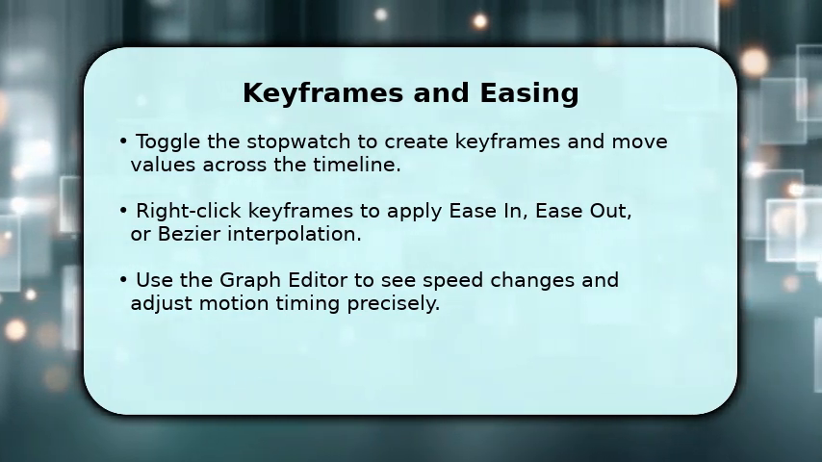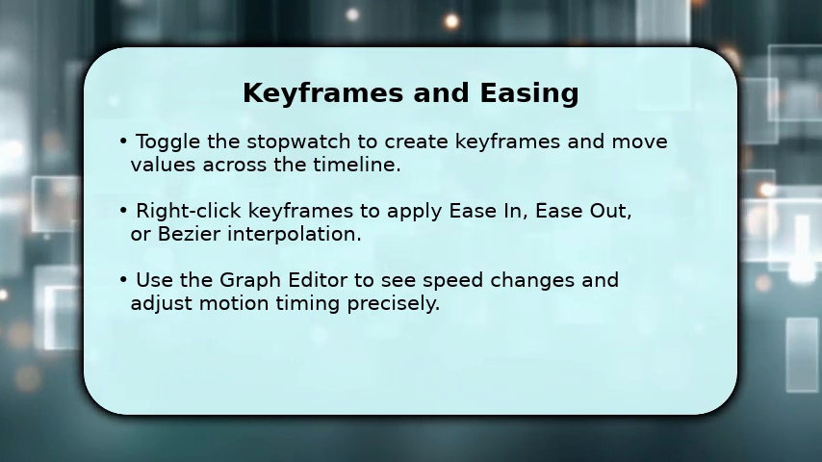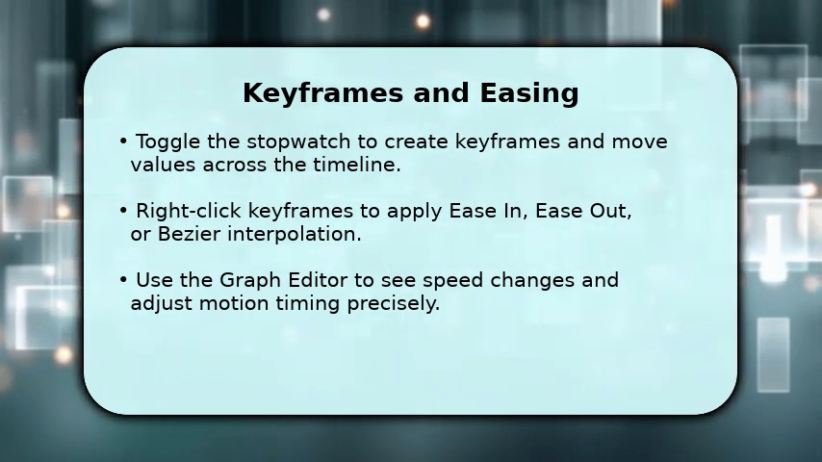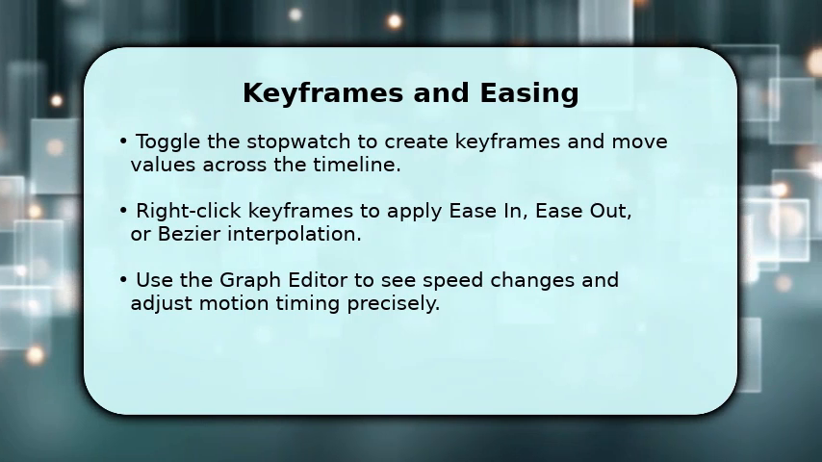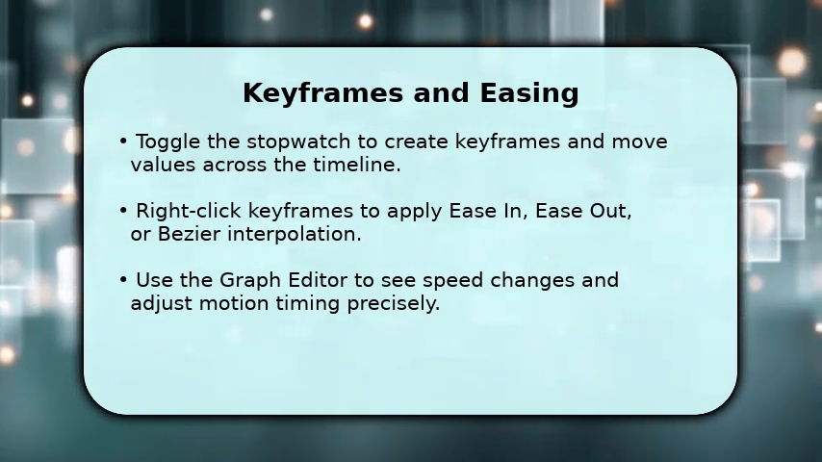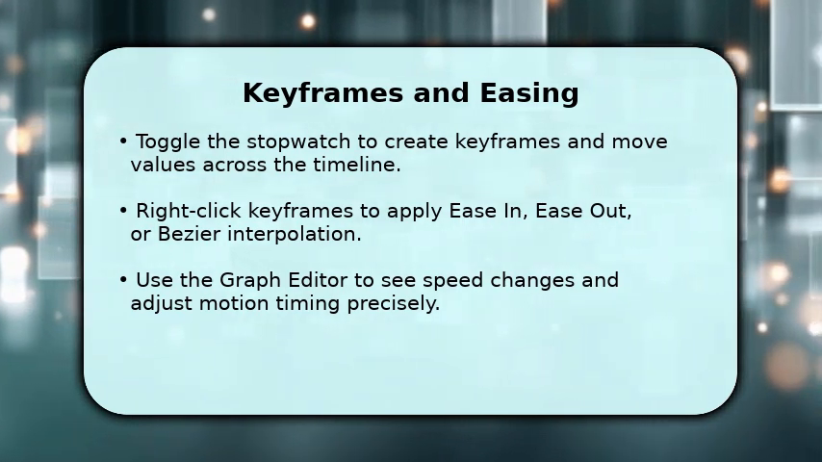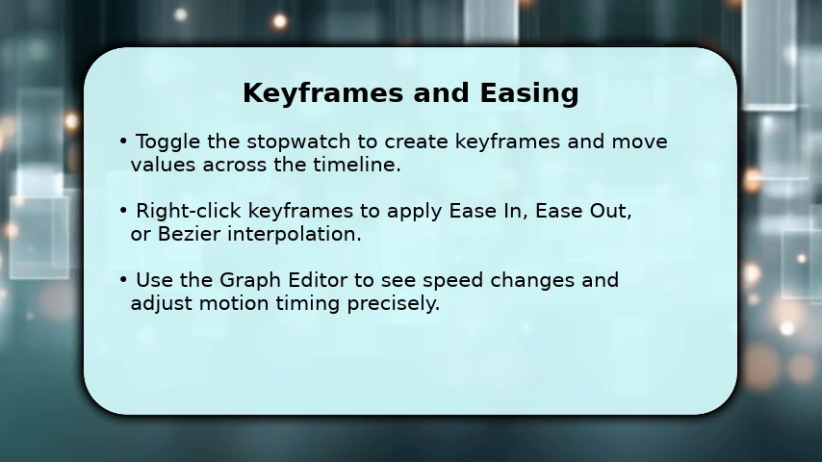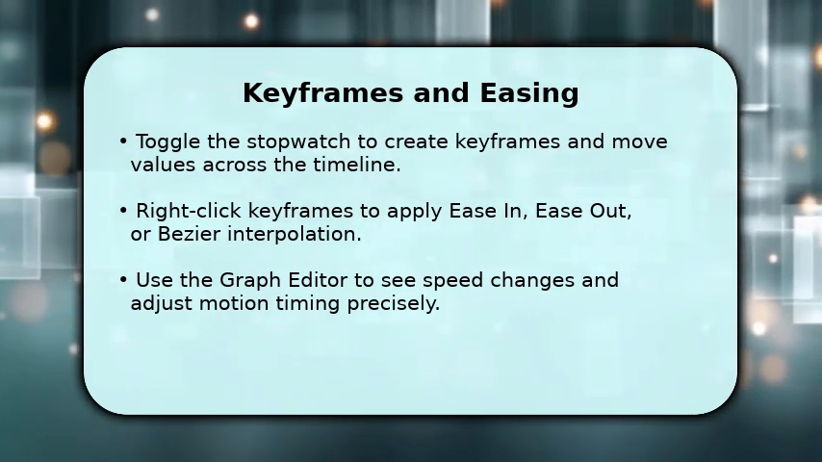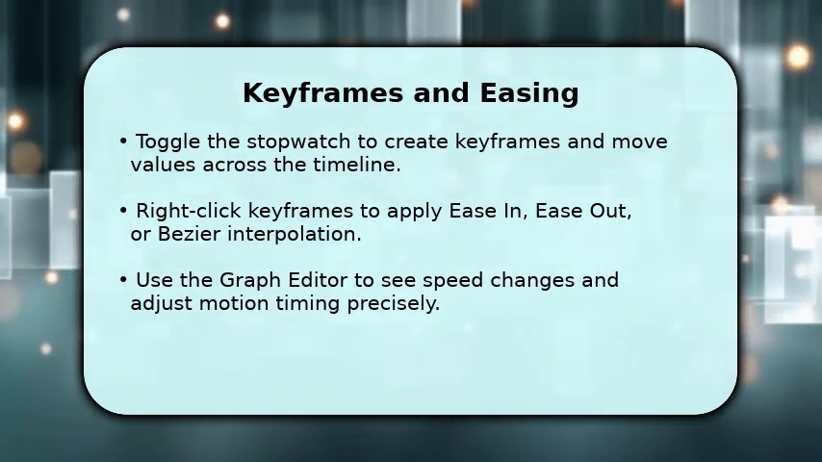Right-click a keyframe to choose Ease In, Ease Out, or Bezier Spatial Interpolation. Choose Linear for constant speed or Bezier for smooth curved paths. Open the graph editor to view temporal speed and adjust handles for better motion. Adjust keyframe spacing to control timing from 0.5 seconds up to many seconds.